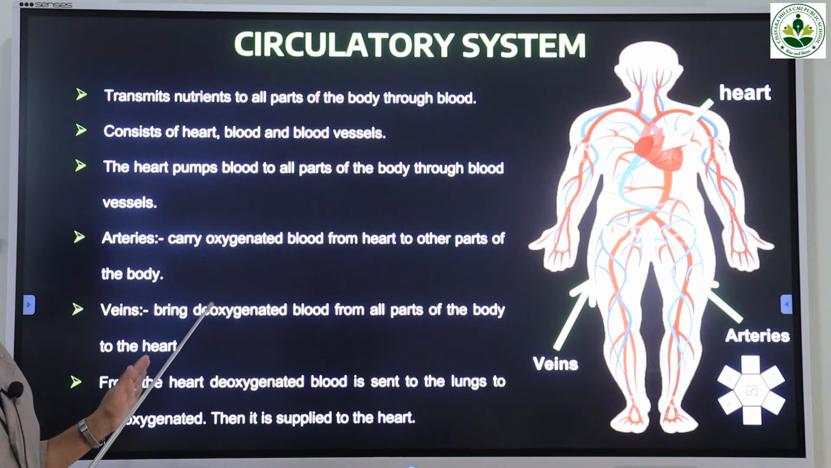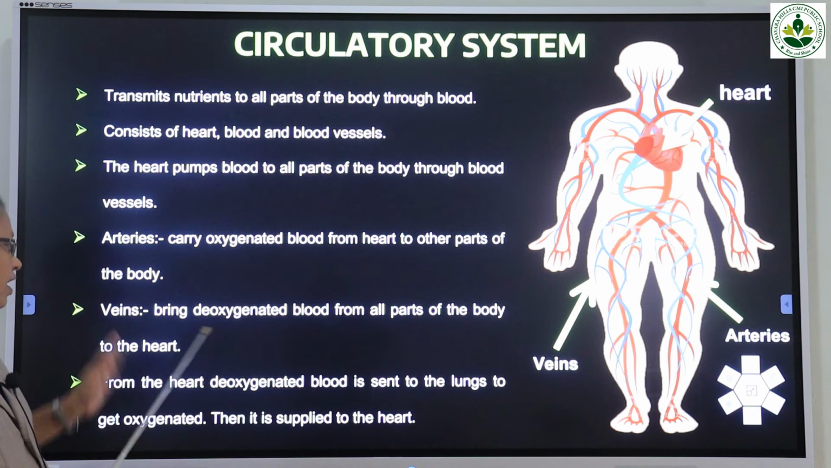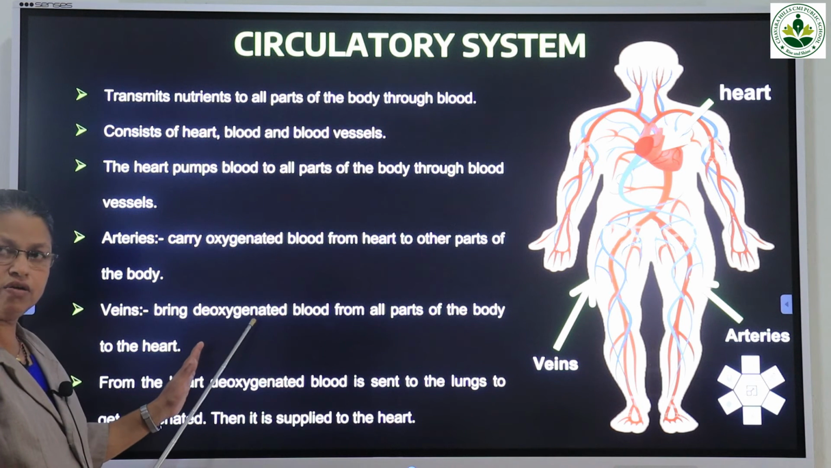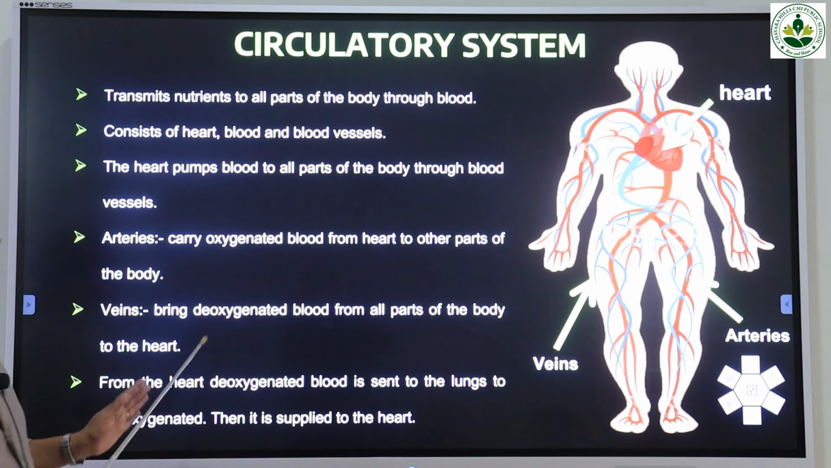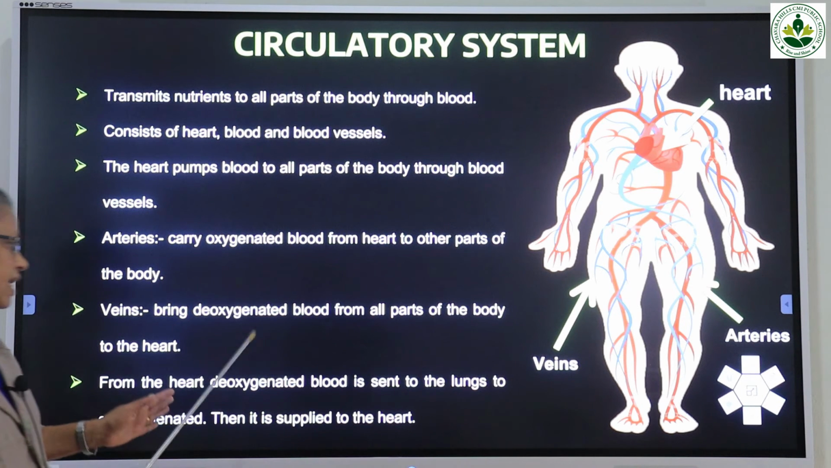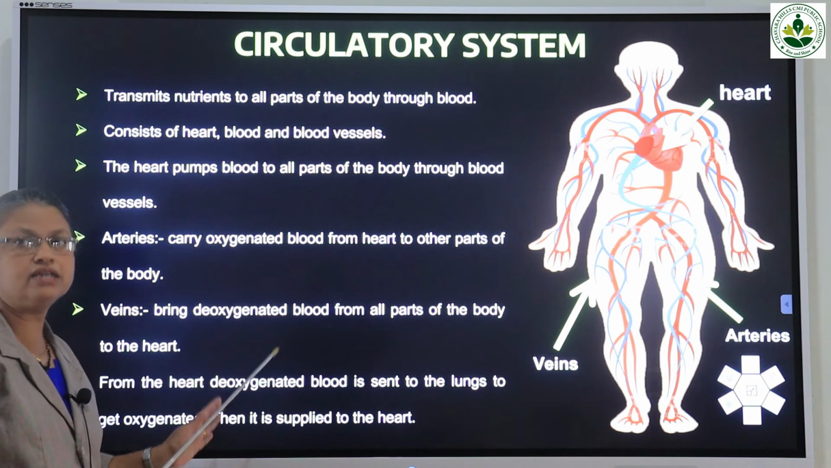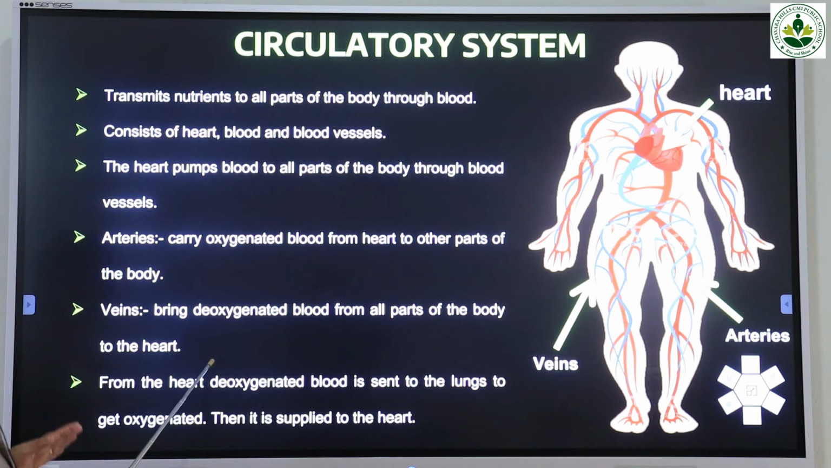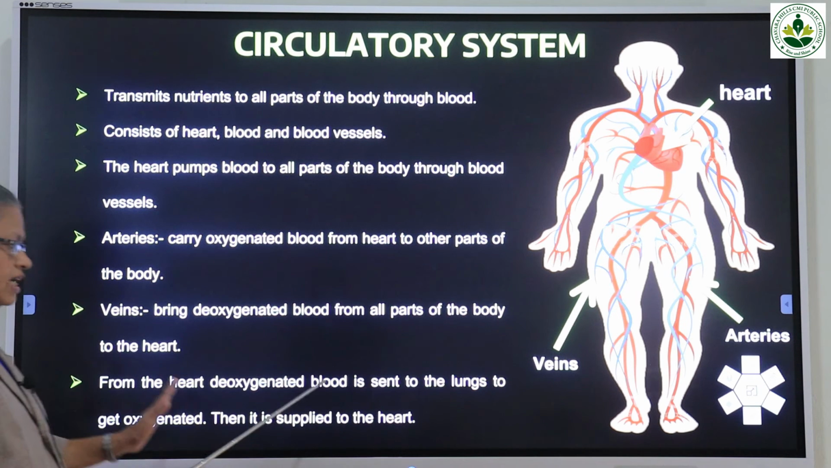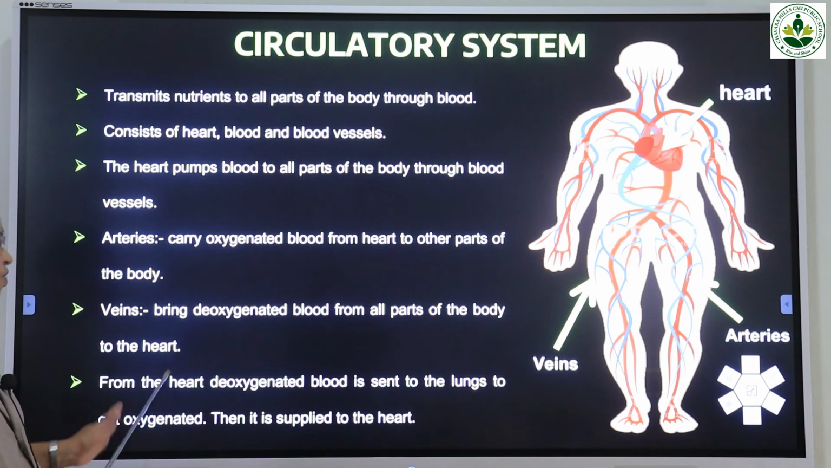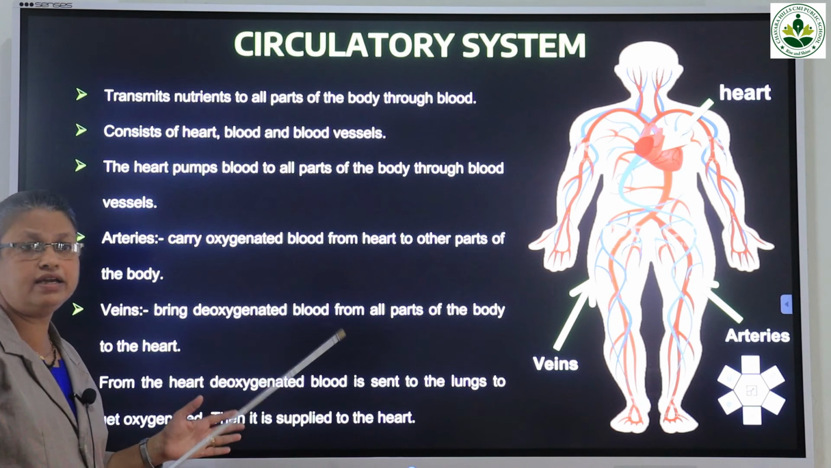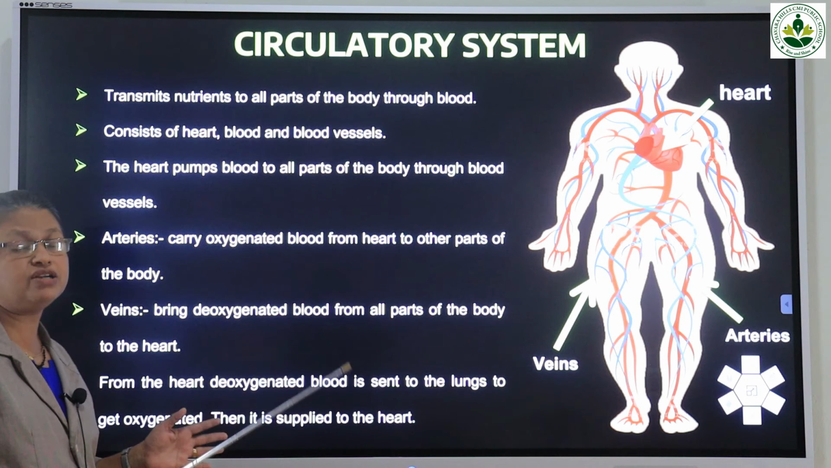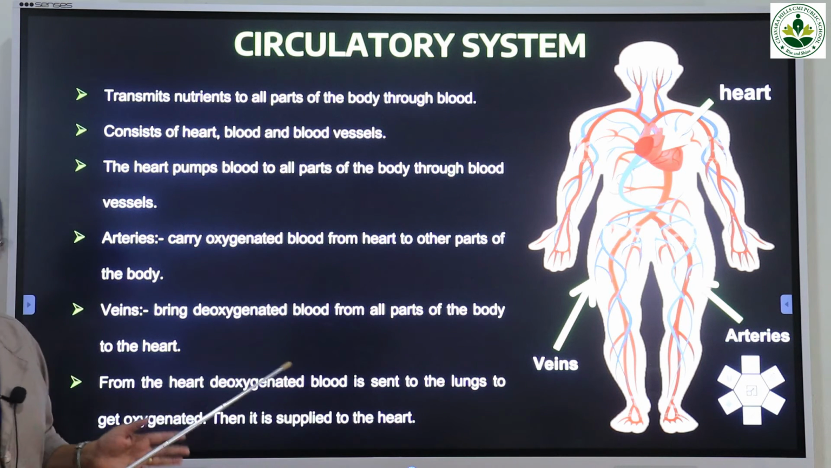Oxygenated blood means blood contains oxygen. Deoxygenated blood means blood does not contain oxygen. So when the deoxygenated blood reaches the heart, what does the heart do? The heart sends that deoxygenated blood to the lungs to get oxygenated. Then it is supplied to the heart, and from the heart again it is sent to the different parts of the body through the arteries.